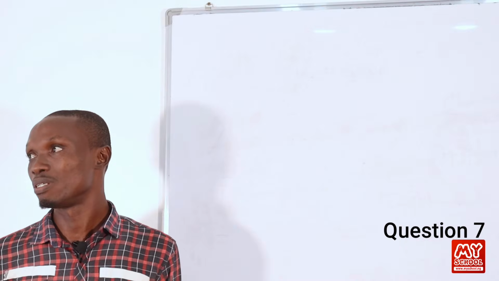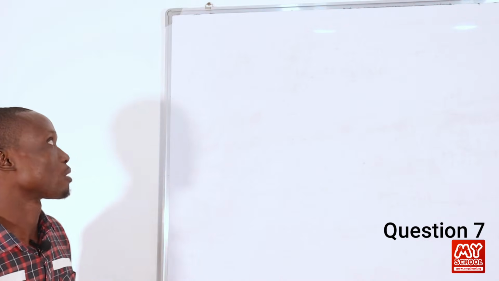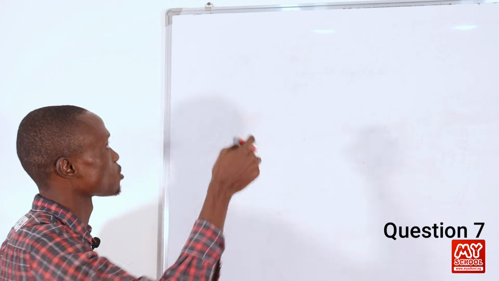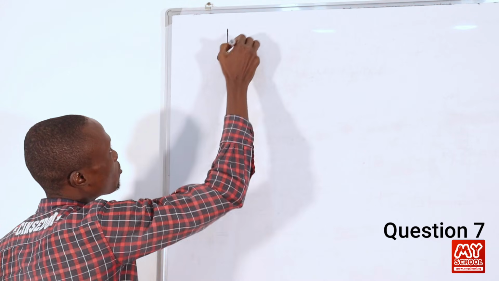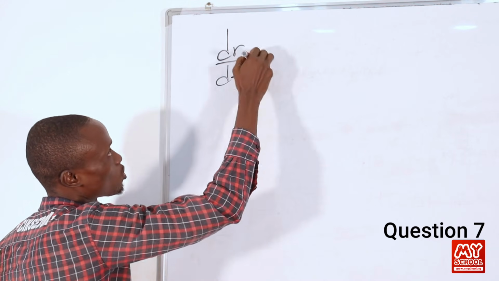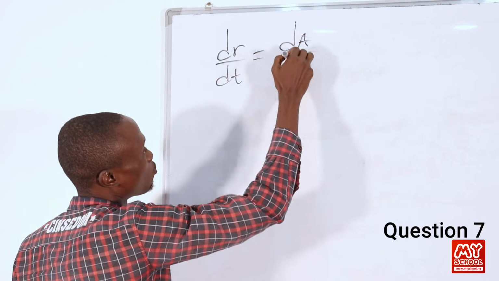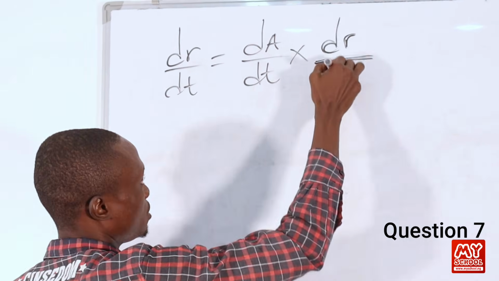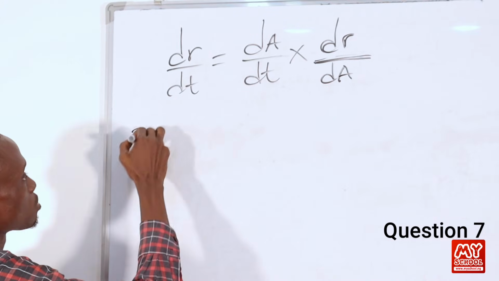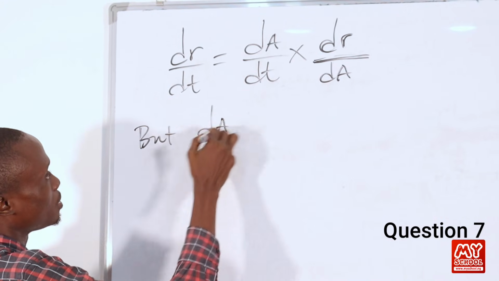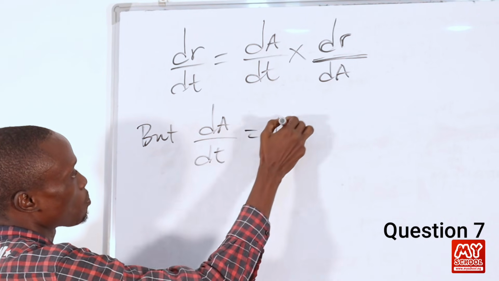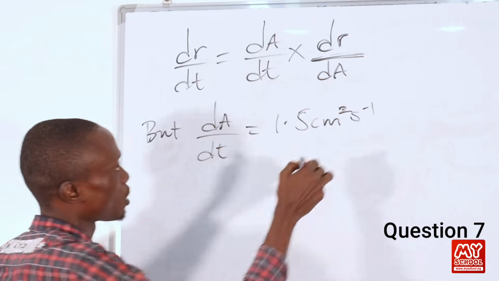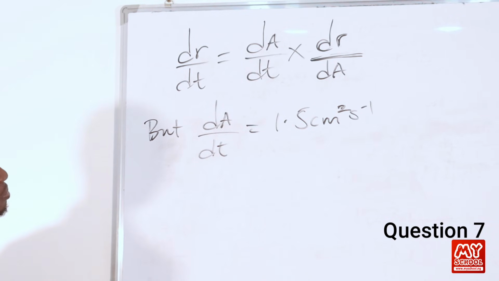This question is a differentiation question. We are actually looking for the rate of change of the radius. It's given as dr/dt, which is equal to dA/dt times dr/dA. But dA/dt is equal to 1.5 centimeters squared per second, according to our question.